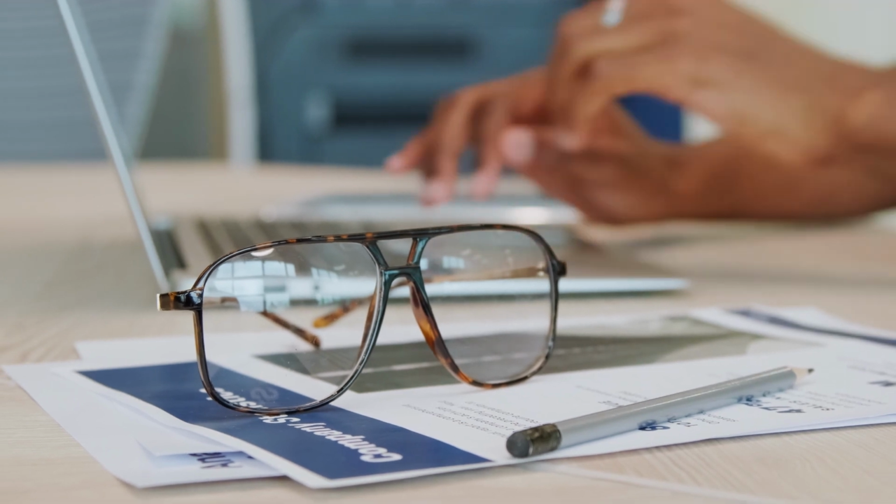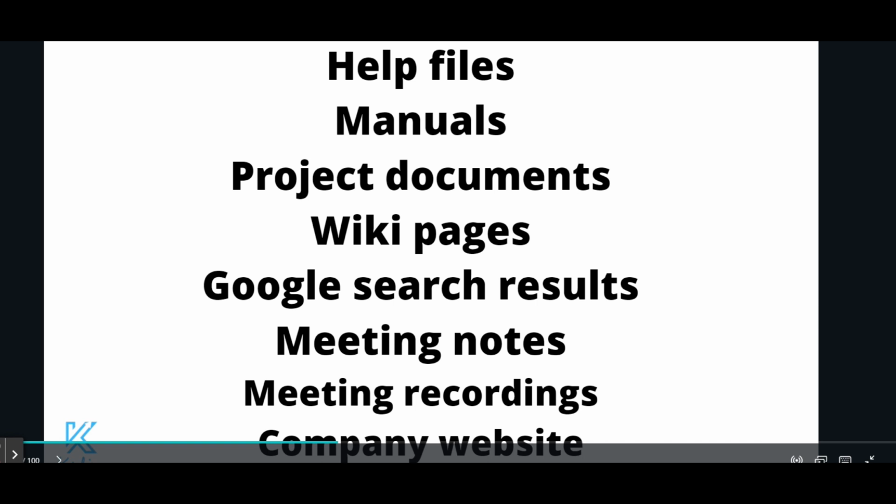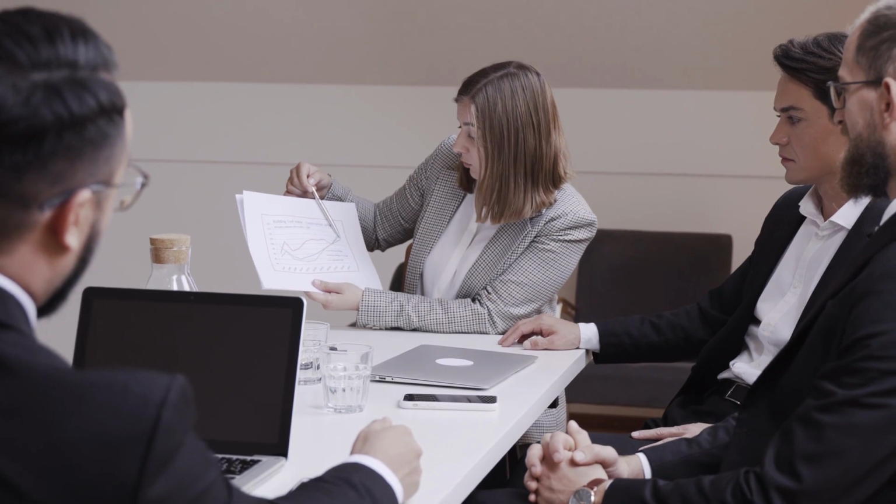Documentation can exist in many forms. It could be help files, manuals, project documents, wiki pages, Google search results, meeting recordings, company websites, other websites. So these are all the places in a corporate setting that you could find documentation to help you do your research before you know how to document requirements. When you think of how to document requirements, you first need to find out what documents already exist and go research them.